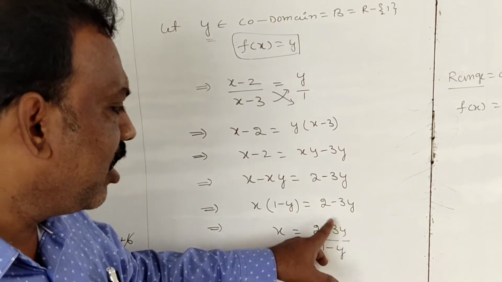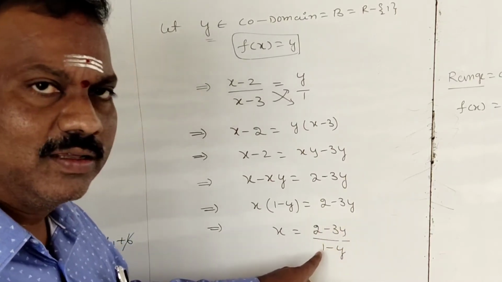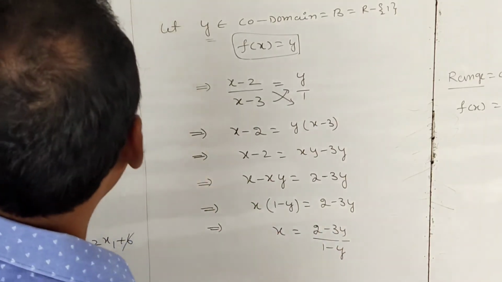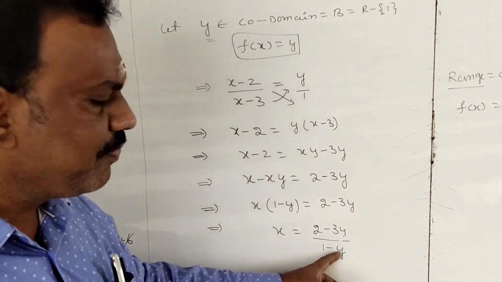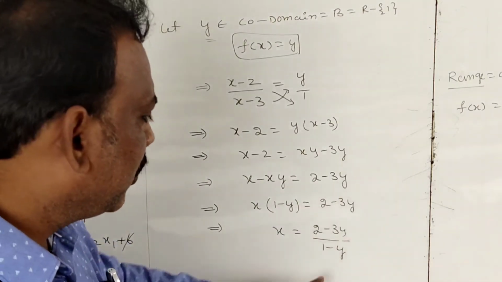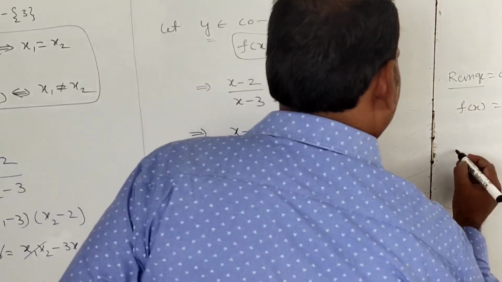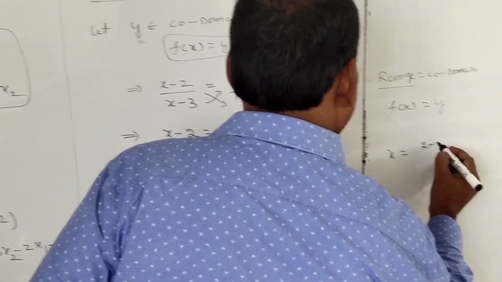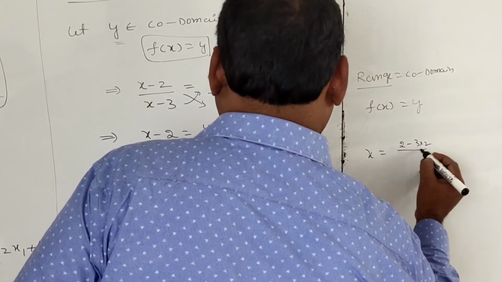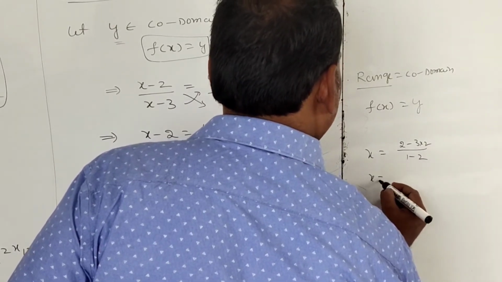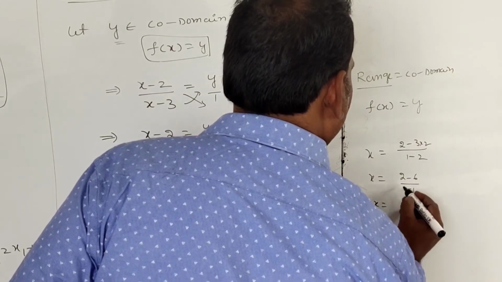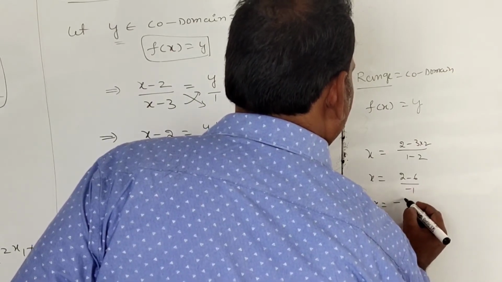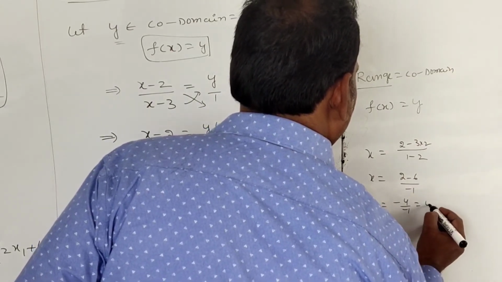Why? Because these are also all real numbers except 1. Here also you will get all real numbers except 3. Clear, students? Any value you substitute, suppose I am substituting 2, you check it here. x is equal to 2 minus 3 into 2 upon 1 minus 2. x is equal to 2 minus 6 upon minus 1. x is equal to 2 minus 6 is minus 4 by minus 1. That is nothing but 4.